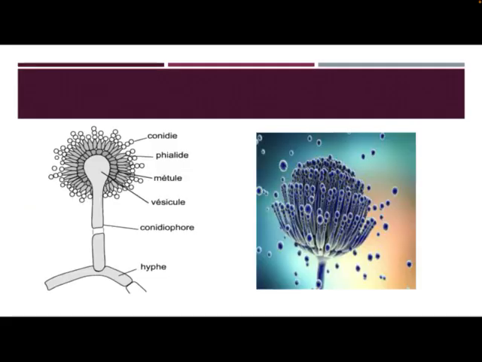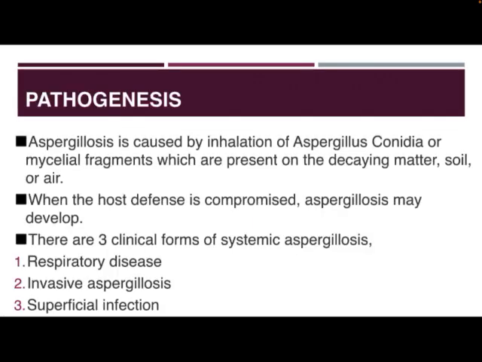As you can see in the picture, the fungus usually has hyphae. From there arises the conidiophore. From the conidiophore we have a vesicle. After the vesicle comes the metula, and from the metula the phialides come out, and finally from the phialides we have the spores or conidia. Only by inhaling the spores or conidia do we get infections. When we talk about aspergillosis, it is mainly causing respiratory tract infections. And this fungus is commonly seen in decaying matter and soil.